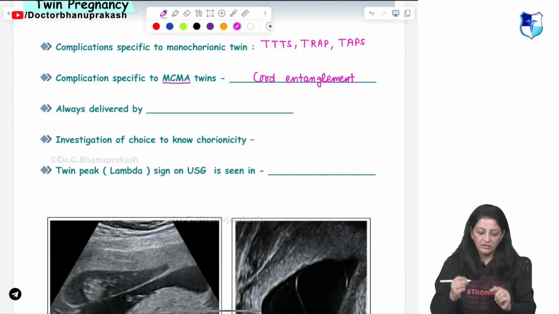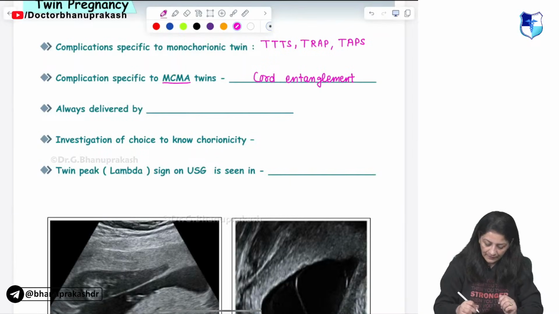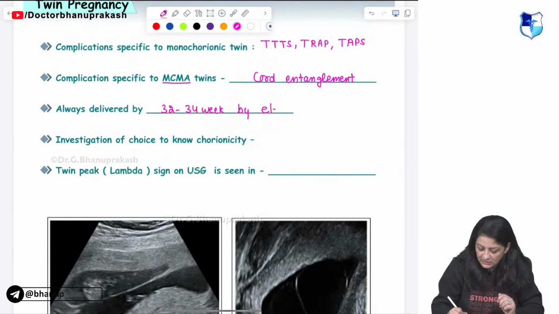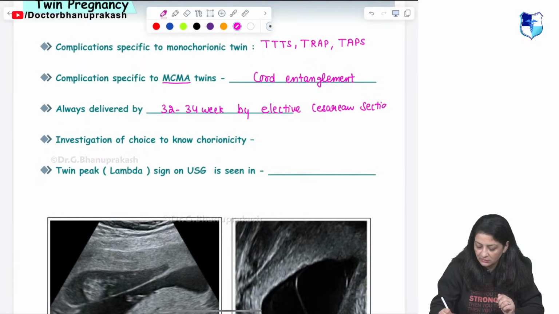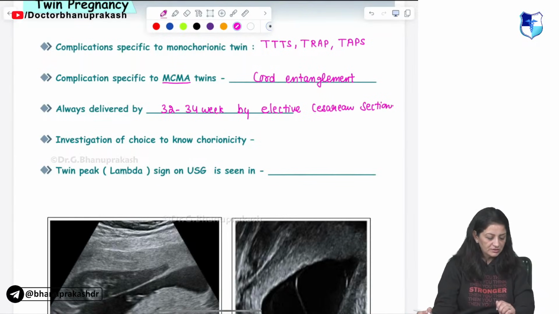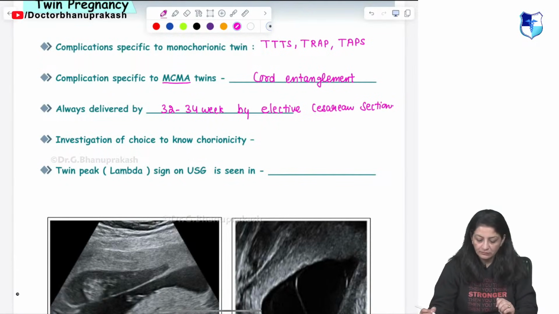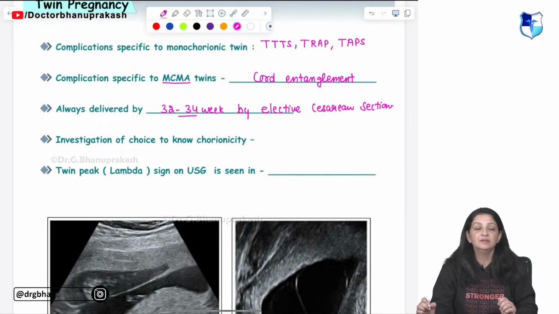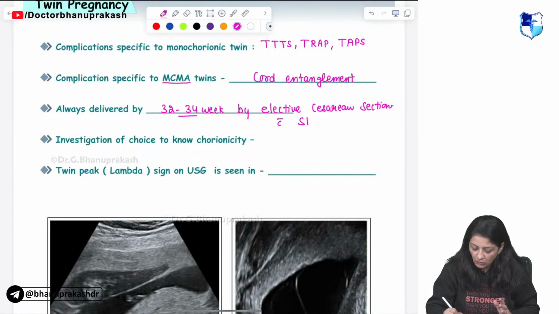In case of monochorionic monoamniotic twins, the most common complication is cord entanglement. So they are always delivered by elective cesarean section because of complications, a planned cesarean section at around 32 to 34 weeks of pregnancy with steroid coverage.